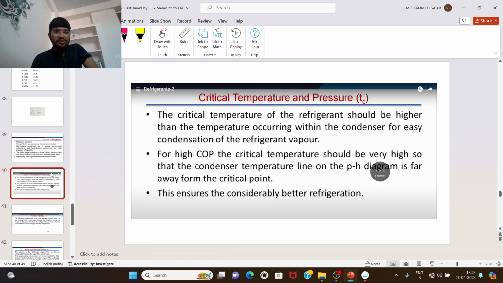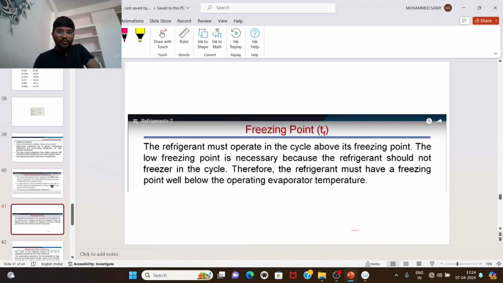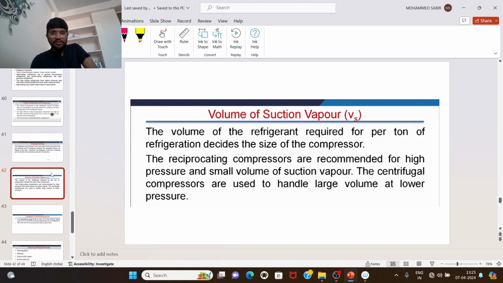The critical temperature and pressure. The critical temperature of the refrigerant should be higher than the temperature occurring within the condenser for easy condensation of the refrigerant vapor. For a good COP, the critical temperature should be very high so that the condenser temperature line on the P-h diagram is far away from the critical point. The cycle should be far from the critical point for better performance. The refrigerant must operate in the cycle above its freezing point. A low freezing point is necessary because the refrigerant should not freeze in the cycle. Therefore, the refrigerant must have a freezing point below the operating temperature.